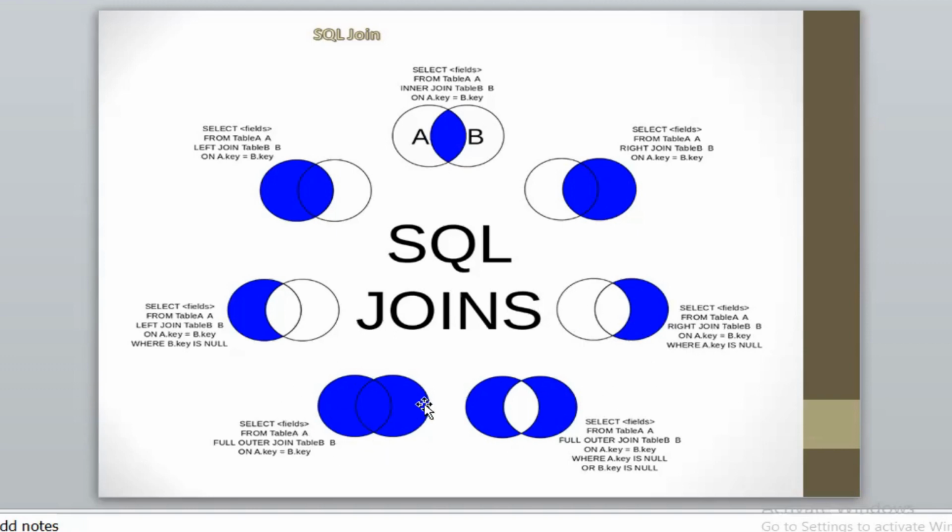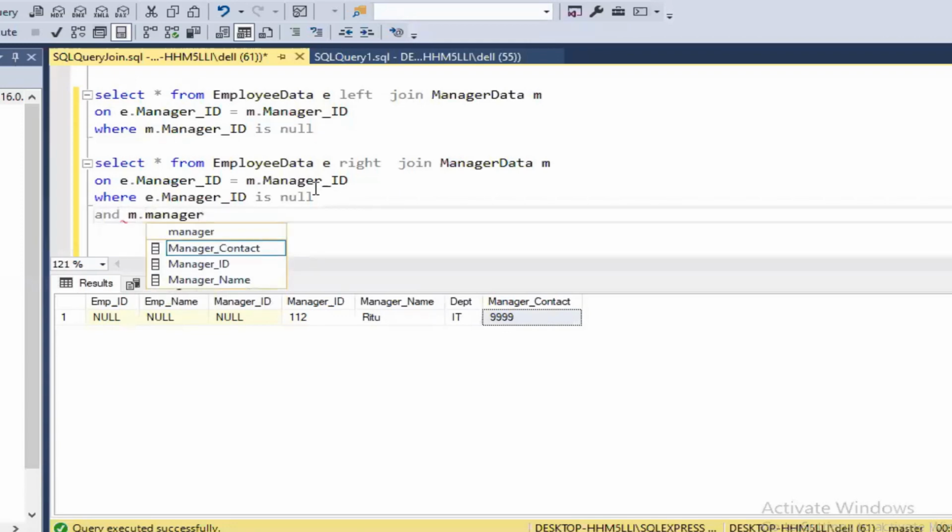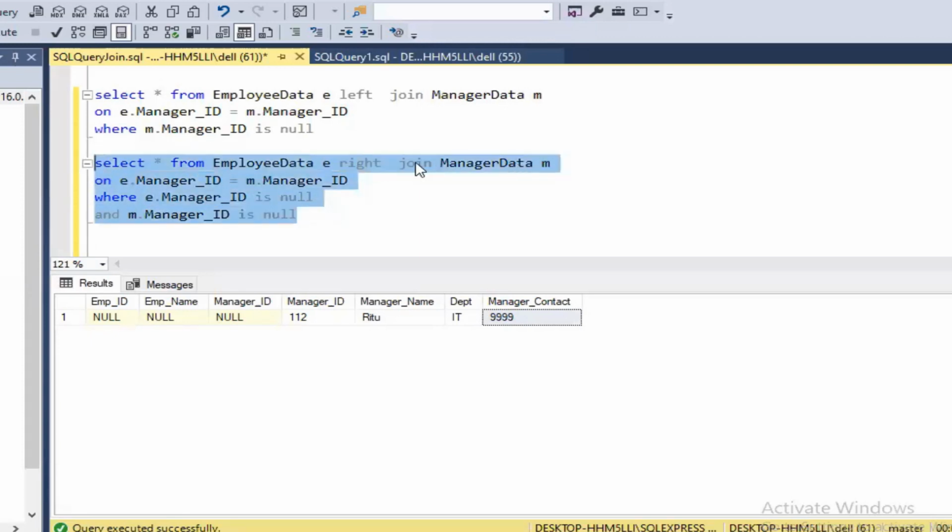So this is the normal full outer join, which we already discussed, and this is an additional one. If you need a full outer join with a condition, where you do not need the inner part where both are matching, then use the where condition a key is null and b key is null, and m dot manager id is null. So you will get null from both sides. And what was the condition? Full join, full outer join or full join, whatever it is.